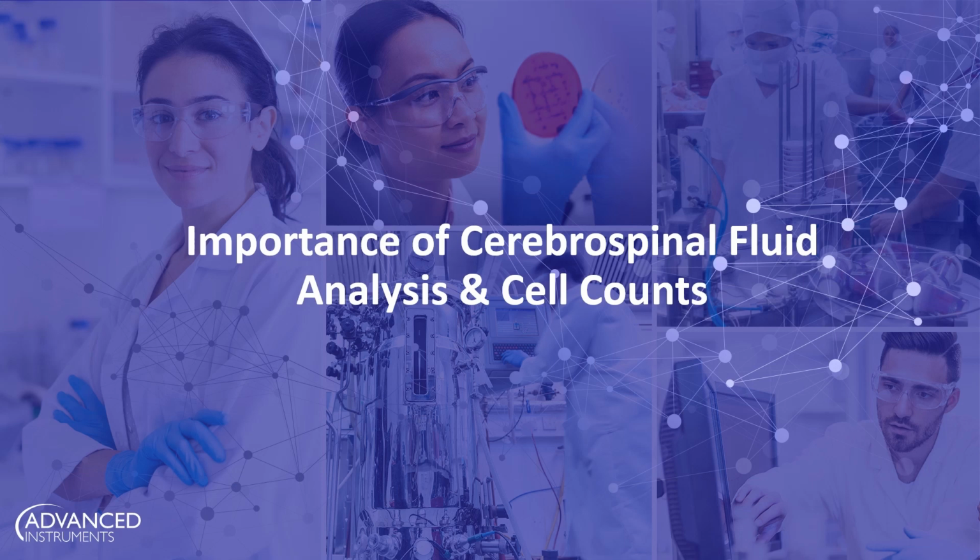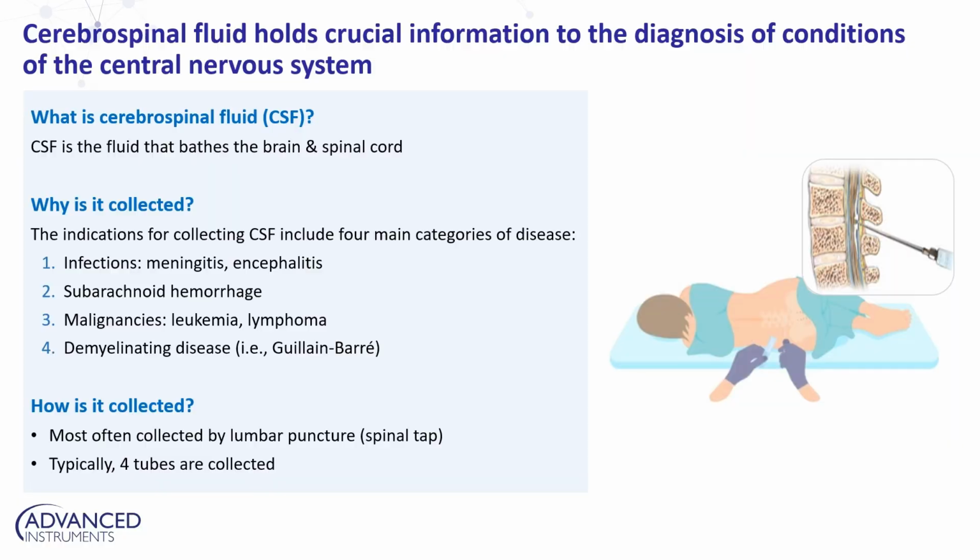So let's jump into it and learn more about the importance of cerebrospinal fluid analysis and cell counts. Cerebrospinal fluid, often abbreviated as CSF, is the fluid that bathes the brain and spinal cord. It holds crucial information for informing the diagnosis of infection, subarachnoid hemorrhage, malignancies like leukemia and lymphoma, as well as demyelinating diseases like Guillain-Barré. CSF collection is an invasive procedure requiring a lumbar puncture or spinal tap, where 4 tubes are carefully filled to be sent to the clinical laboratory for different testing purposes.